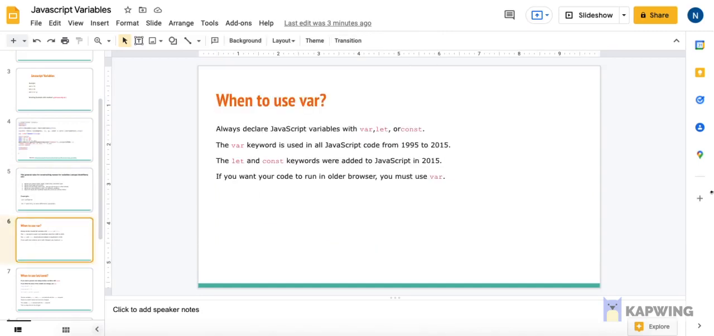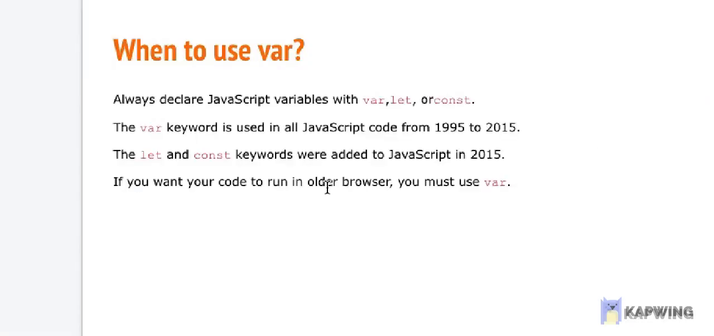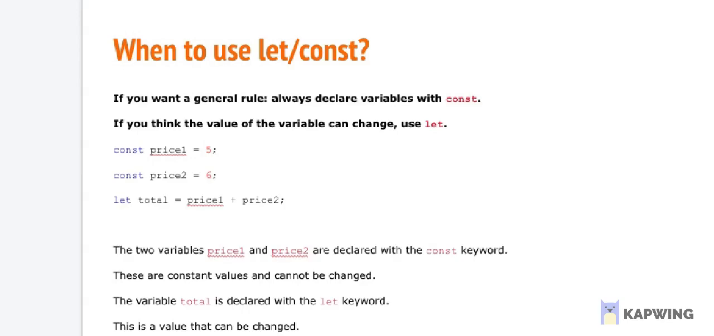We have four types of variables. So when to use var, when to use let, and when to use const. var was introduced early in JavaScript: from 1995 to 2015 we used var, and after 2015 let and const were added. If you want to run the code in older browsers, especially Internet Explorer, you should use var so it can run smoothly. Those browsers might not know the let or const keywords for JavaScript.